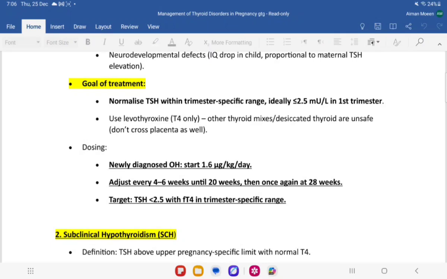So this is newly diagnosed. You have to start 1.6 microgram per kg. You have to adjust it every 4 to 6 weeks until 20 weeks, and then once again at 28 weeks. So it means you have to check the thyroid function test regularly every 4 to 6 weeks until 20, and then once again at 28 weeks. The target should be less than 2.5.